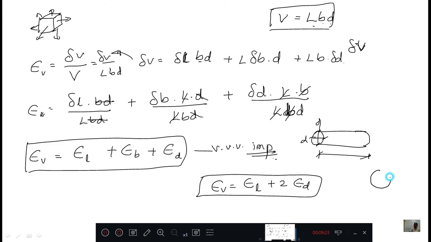If a spherical ball is there, spherical ball means in all directions, in x direction it is a diameter, in y direction it is a diameter, in z direction also it is a diameter. Therefore, total volumetric strain equals 3 times the strain in diameter. This is for a sphere. This is all about volumetric relations or volumetric change. Okay. Thank you very much.